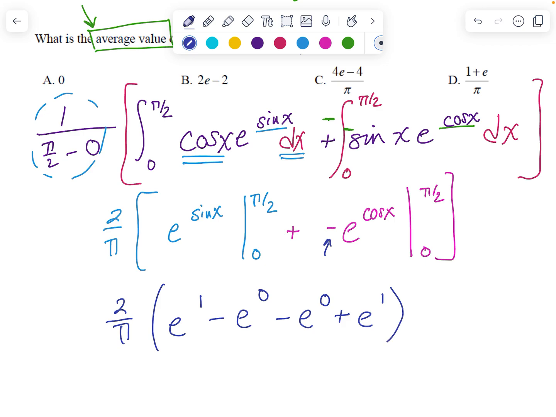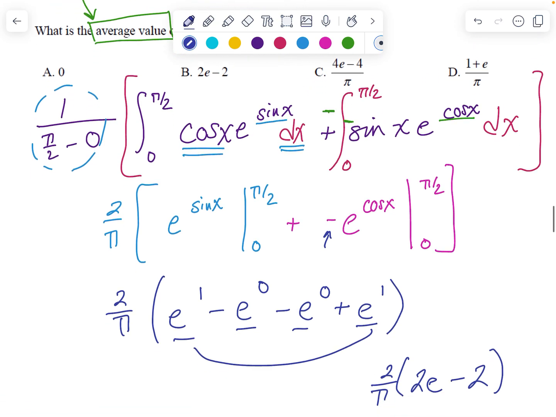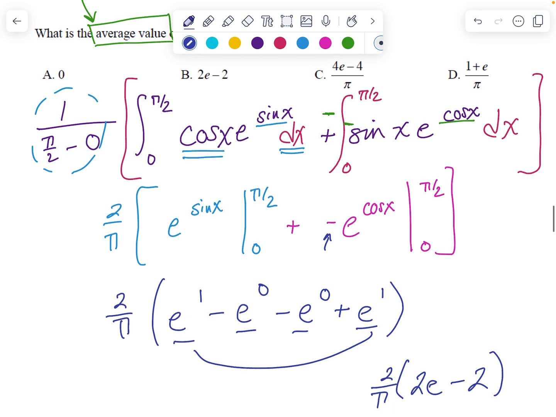Holy smokes. Okay, so then these two add together. These are both 1. Okay, so I've got 2 over pi, 2e minus 2. Which guy is that? That's this one. All right. Woo! That was a bit of a workout. Straightforward seeming problem that seems a little bit evil now that we take a look.